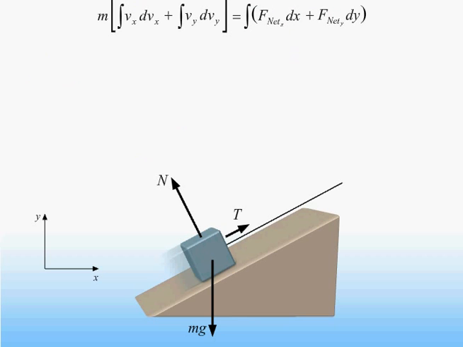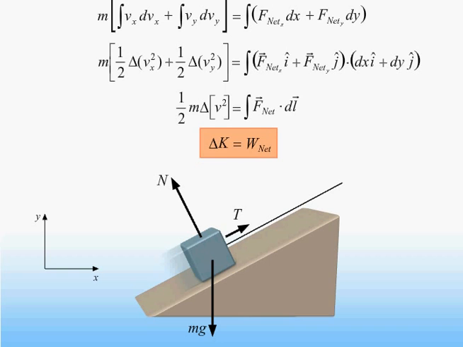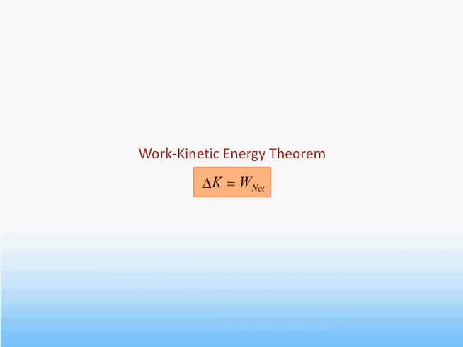The left-hand side of the equation is equal to the change in kinetic energy of the box. The right-hand side of the equation is the work done by the net force, since the dot product can be expanded as the sum of the products of the components. We now see that defining the work in terms of the dot product of the force and the displacement allows us to generalize our one-dimensional result. The change in the kinetic energy of an object is equal to the work done on that object by the net force. We call this statement the work kinetic energy theorem. On the next few slides, we'll explore the work done by several forces.